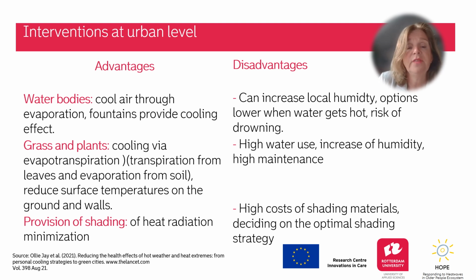A third intervention is the provision of shading. Shading may mitigate heat radiation, and we distinguish between shading by buildings and shading by using other materials. If you use other materials, you may end up with high cost, and it's also sometimes difficult to decide on the optimal shading strategy.